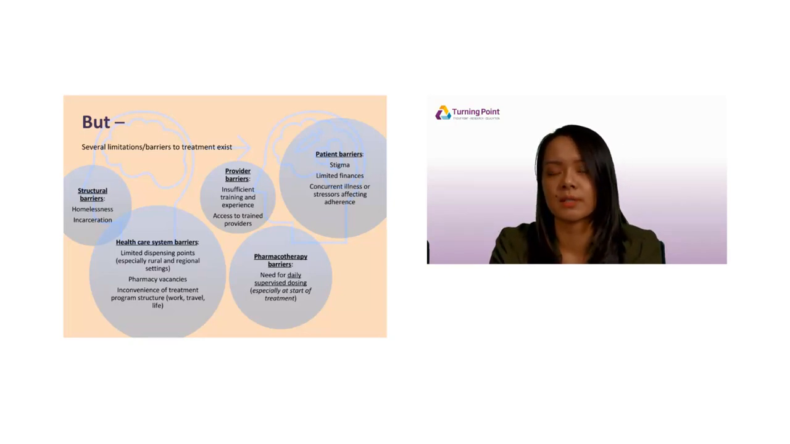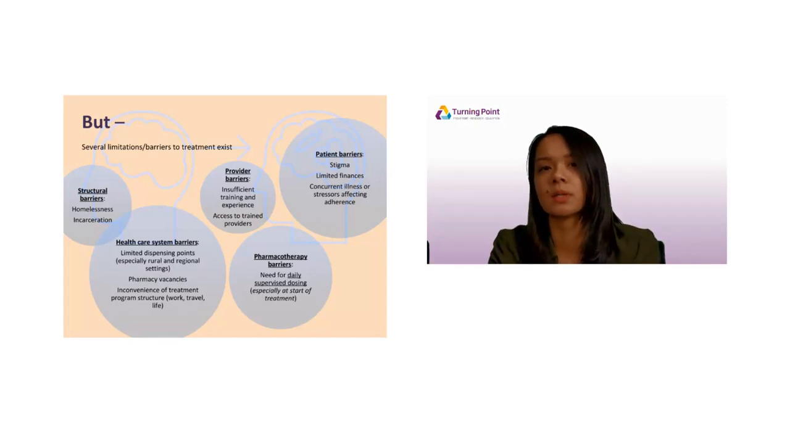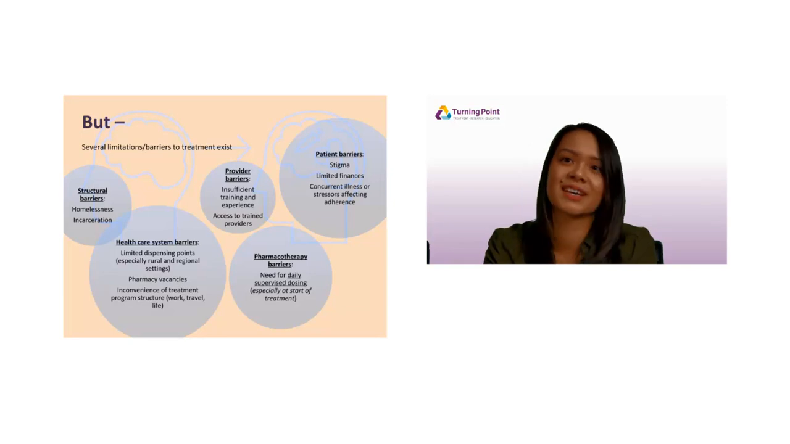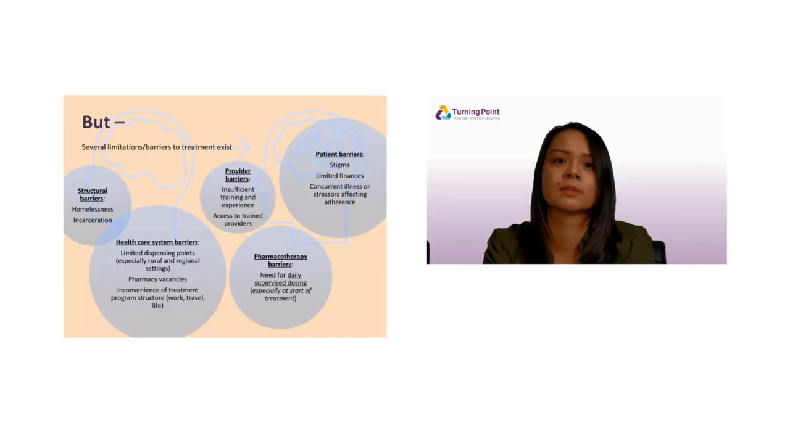And then we also have patient barriers. So there's still a bit of stigma about being on opioid agonist treatments. It costs money. So typically to go to a pharmacy and have methadone or Suboxone dispensed, people can pay up to $5 a day or so to access treatment. And often in our patient demographic of people experiencing opioid use disorder, there's often concurrent mental health illnesses or physical illnesses or stresses in their life, which might affect their ability to engage with care, continue having care and receiving their medication daily as well.